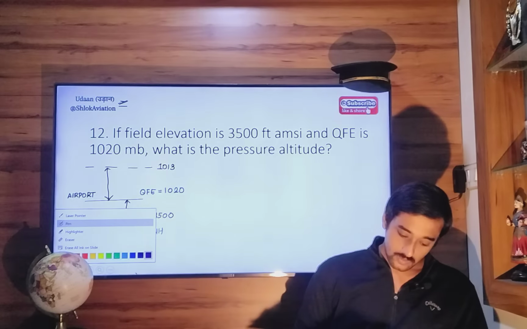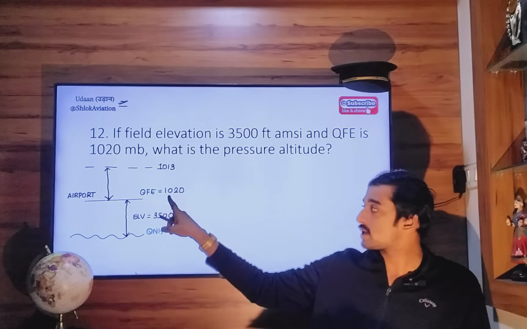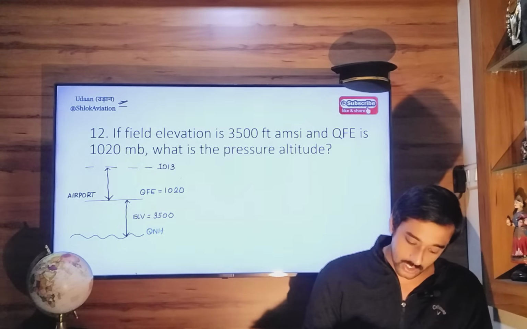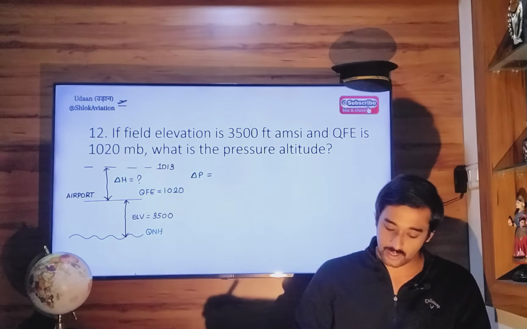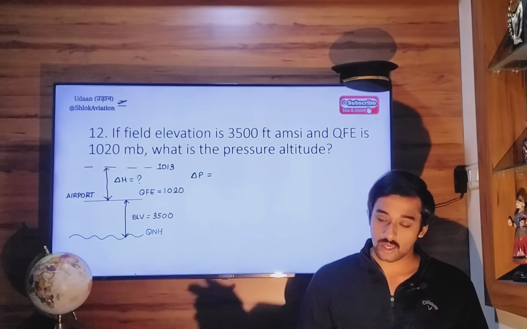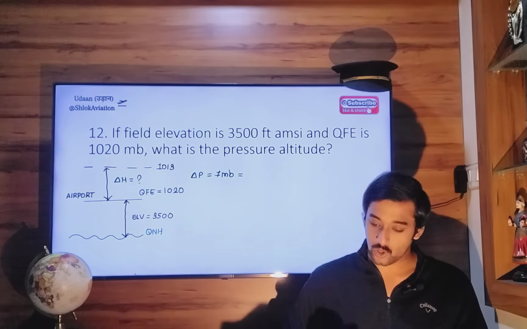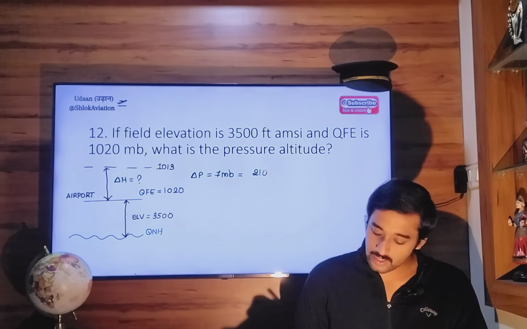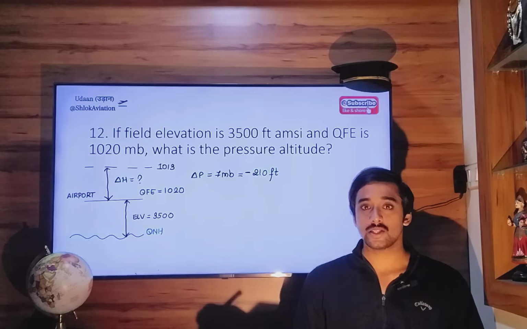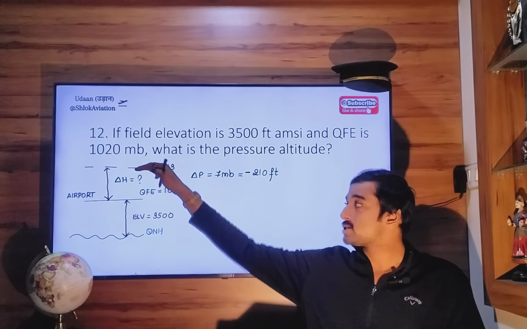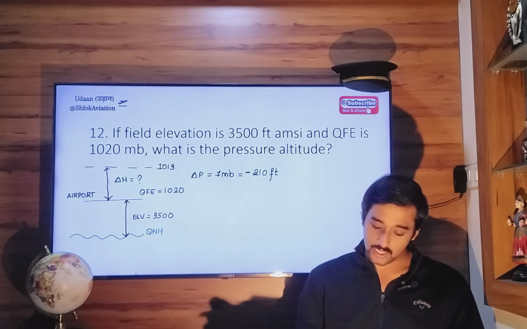Now, so this height difference between these two pressure levels 1013 and 1020 is equal to how much? So this height difference is nothing but equal to the pressure difference. Pressure difference here is 1020 minus 1013 is equal to 7 millibar. Now 7 millibar is equal to approximately 210 feet. 7 into 30, 210 feet. But you are going to add a minus sign here. This minus sign denotes that the airport is below this pressure level, 1013 pressure level. Okay. So answer is minus 210.